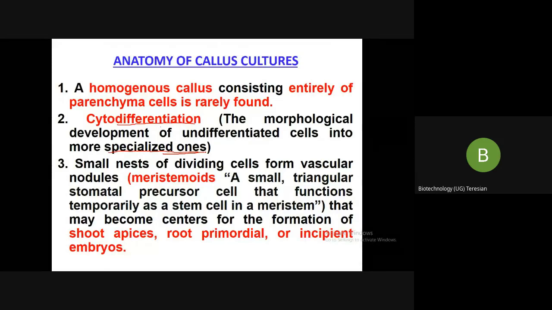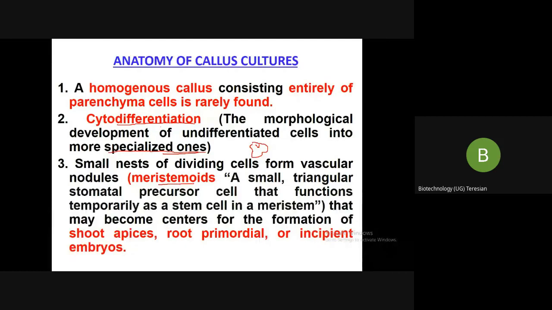Look at this word, meristemoids. The callus will have small nests of dividing cells. If this is my callus, it will have a nest of dividing cells somewhere here, and they form vascular nodules. These are called meristemoids. So my callus has vascular nodules, which we term meristemoids.